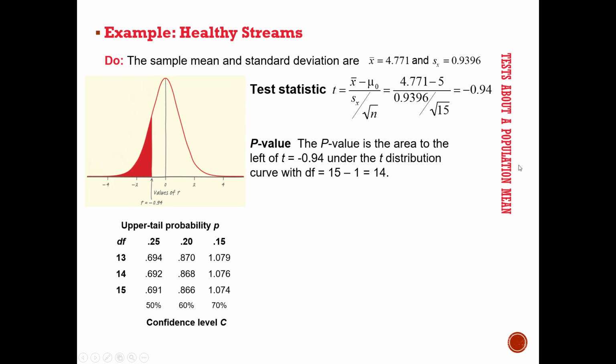For the p-value, that's going to be the area to the left. Notice only to the left because we're looking for the probability that mu is less than 5. The area to the left of t equals negative 0.94 under the t distribution curve with degrees of freedom 14. Again, remember we're doing sample size minus 1.